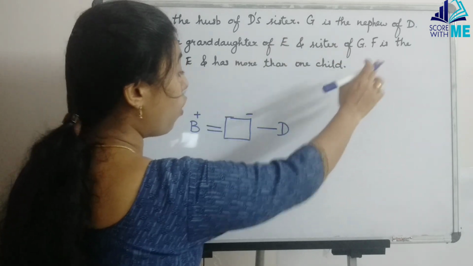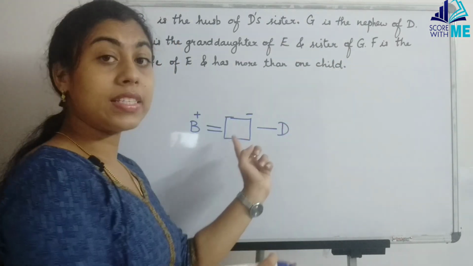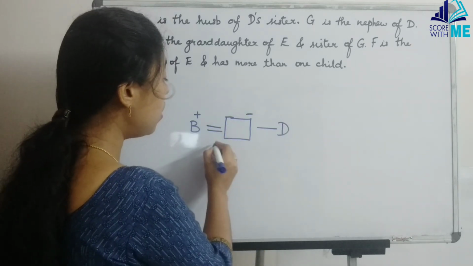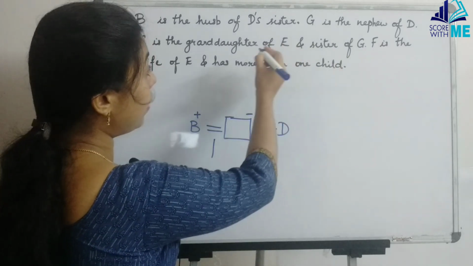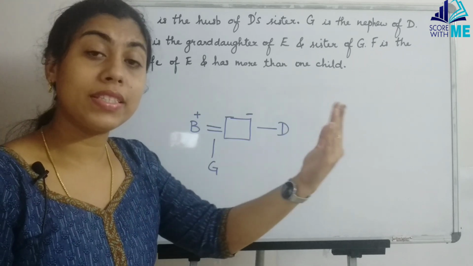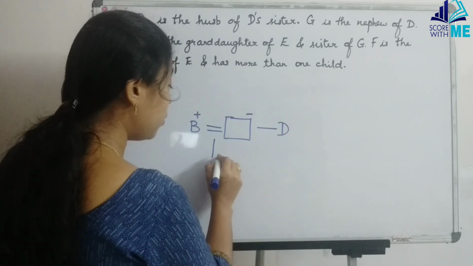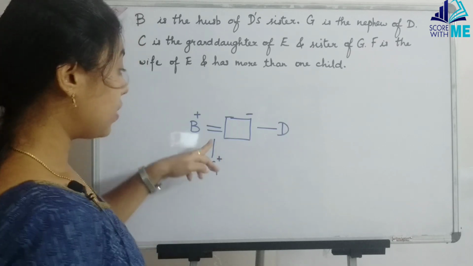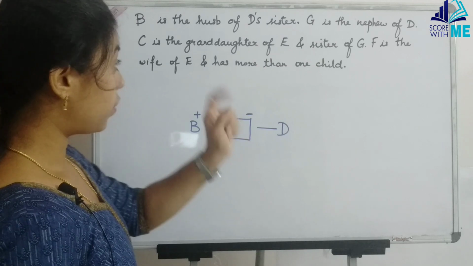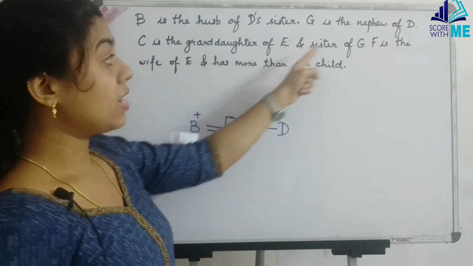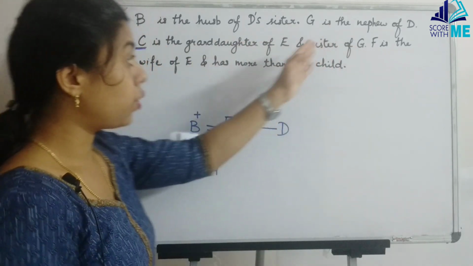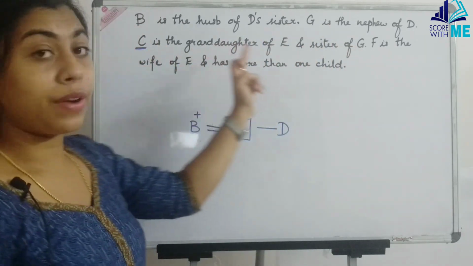G is the nephew of D. So D's sister's child will be D's nephew. D's sister and B are a couple, so their child, G, is the nephew of D. We saw that nephew is a son and niece is a daughter. So G is the nephew, the sister's son. C is the granddaughter of E and sister of G. Both these relations are told with respect to C. So C is the granddaughter of E.